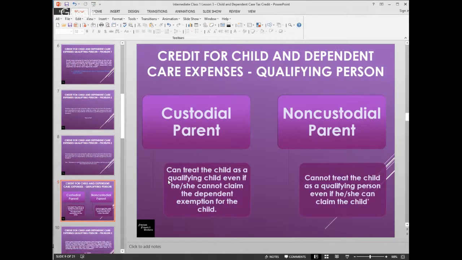For the credit for child and dependent care expenses, it must be the custodial parent. The custodial parent can treat the child as a qualifying child even if he or she cannot claim the dependent exemption for the child. So this is very different than the child tax credit. The non-custodial parent cannot treat the child as a qualifying person even if he or she can claim the child. So this credit goes only to the custodial parent. The non-custodial parent, even if that's the individual that pays the daycare bill, would not be able to claim the credit. Only the custodial parent can claim this credit.